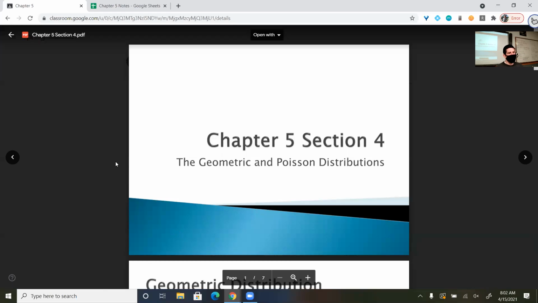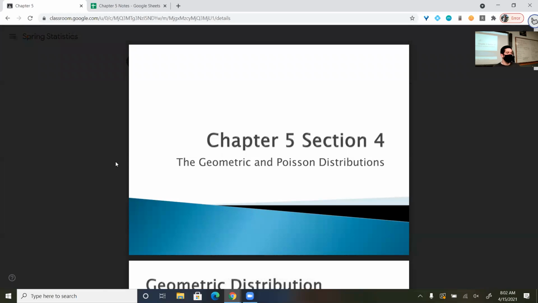All right, chapter 5, section 4, the geometric and the Poisson distributions. These are going to be two different distributions, but it's going to be working with the same sort of logic that we've already been working with, that you're going to have a probability of success or an average, and we're looking for the probability of something happening. So we're going to be using Google Sheets.